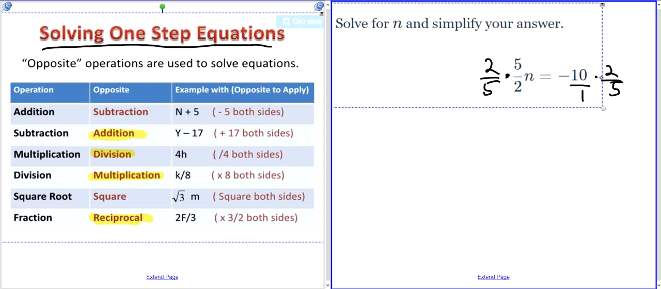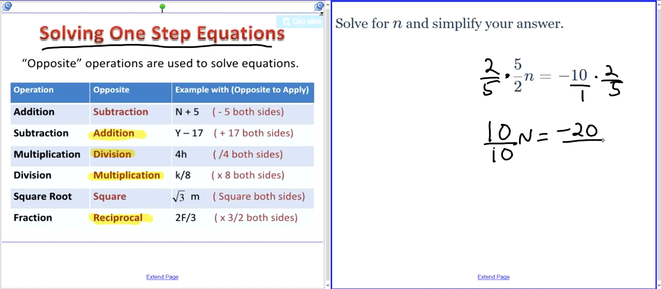Okay, so 2 times 5 is 10, and 5 times 2 is 10, and all that's being multiplied by n. Over here, negative times a positive is a negative. 10 times 2 is 20, and then 1 times 5 is 5. Now 10 divided by 10 is 1, which leaves us just n here. And it's negative 20 divided by 5. Negative divided by positive is a negative. 20 divided by 5 is 4. So n is equal to negative 4.